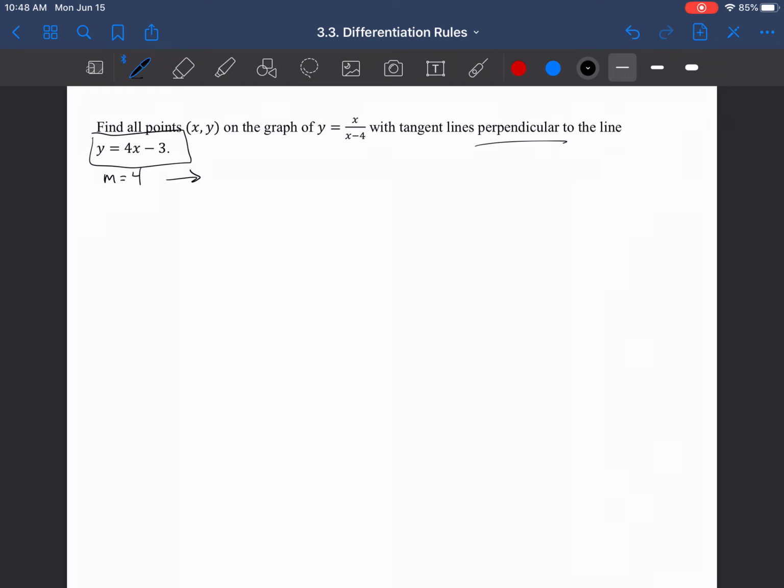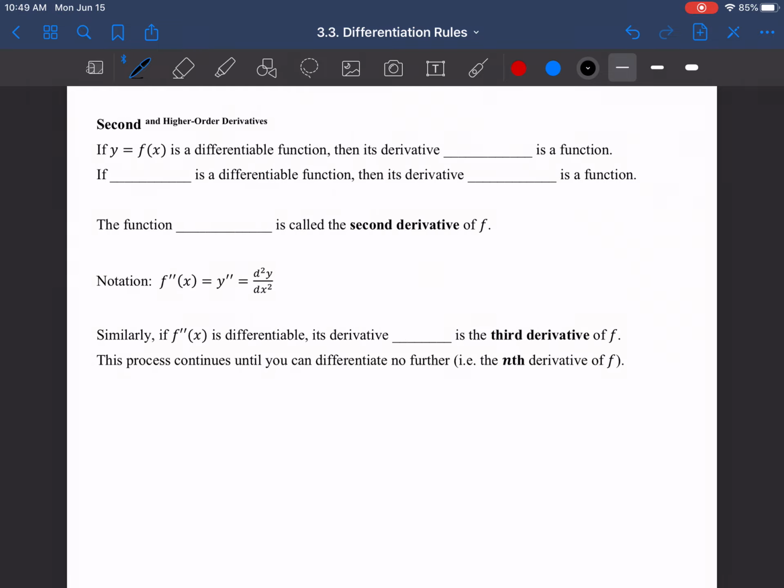Therefore, we need lines with a slope. So we'll call this slope original and slope perpendicular. The perpendicular slope is the negative reciprocal. So you need to find all the points on that function where the tangent line has a slope of negative 1/4. So give that a try. And again, I'll put it all worked out for you in the notes.